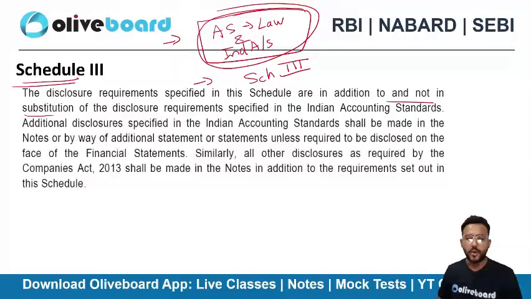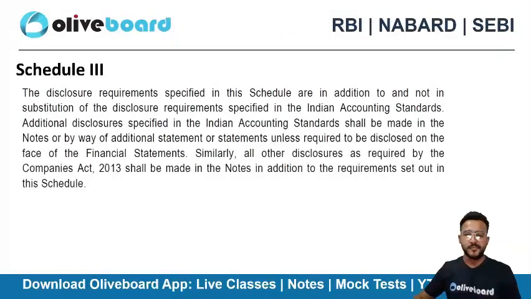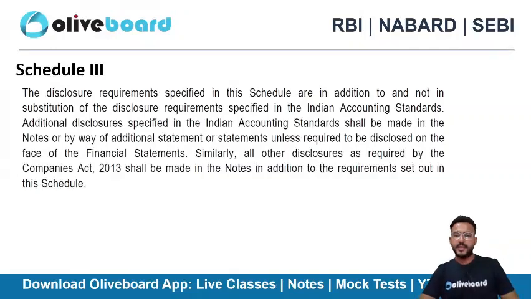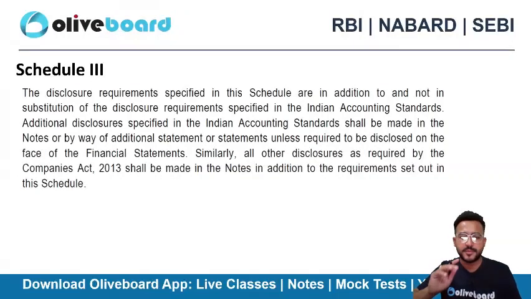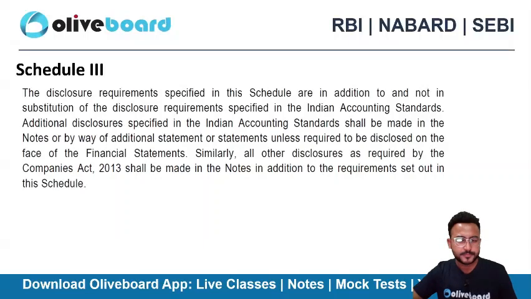Always the accounting standards will prevail, because Schedule 3 is just a disclosure requirement for corporate entities, right? It won't be overriding accounting standards. This concept you must be aware of. If you are giving the SEBI examination, you should know this concept.